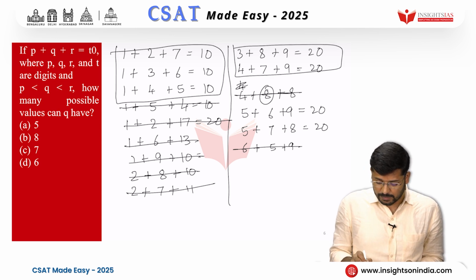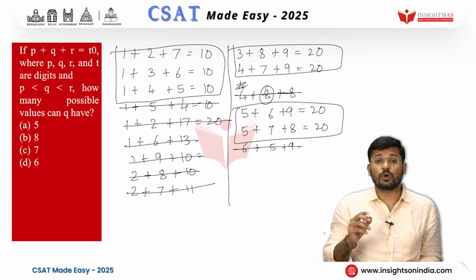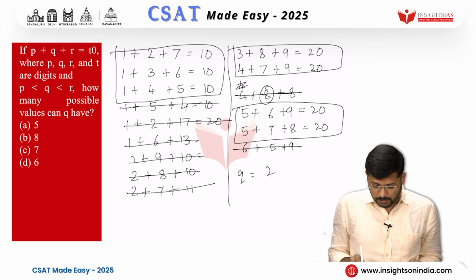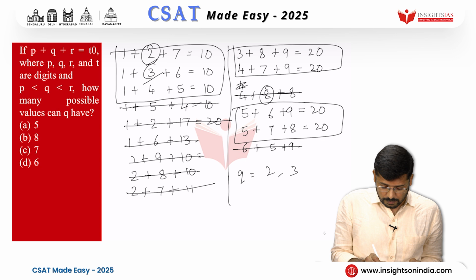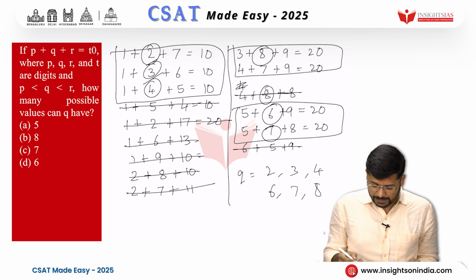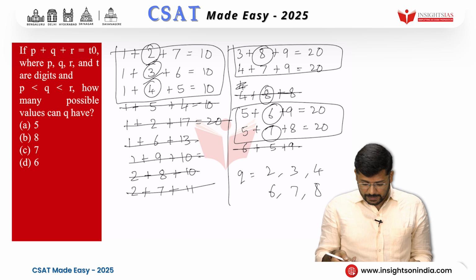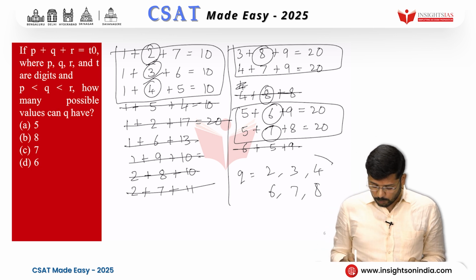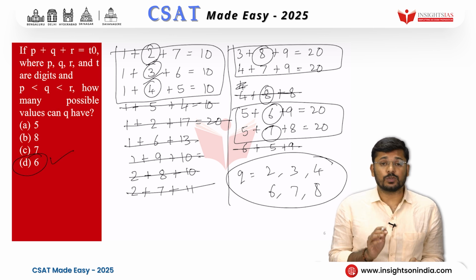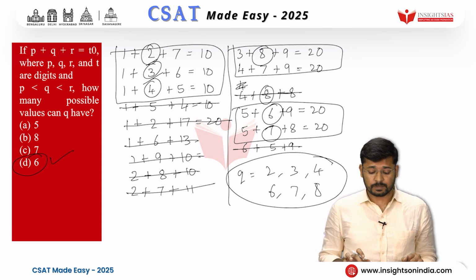We have how many sets? We got totally 3 sets. Now let us count the distinct values of Q. Q can be 2, then it can be 3, then it can be 4, then it can be 6, it can be 7, and it can also be 8. Then again 7 and 8 repeat. So these are the only possible values for Q. Q can have totally 6 values. So our answer is option D.